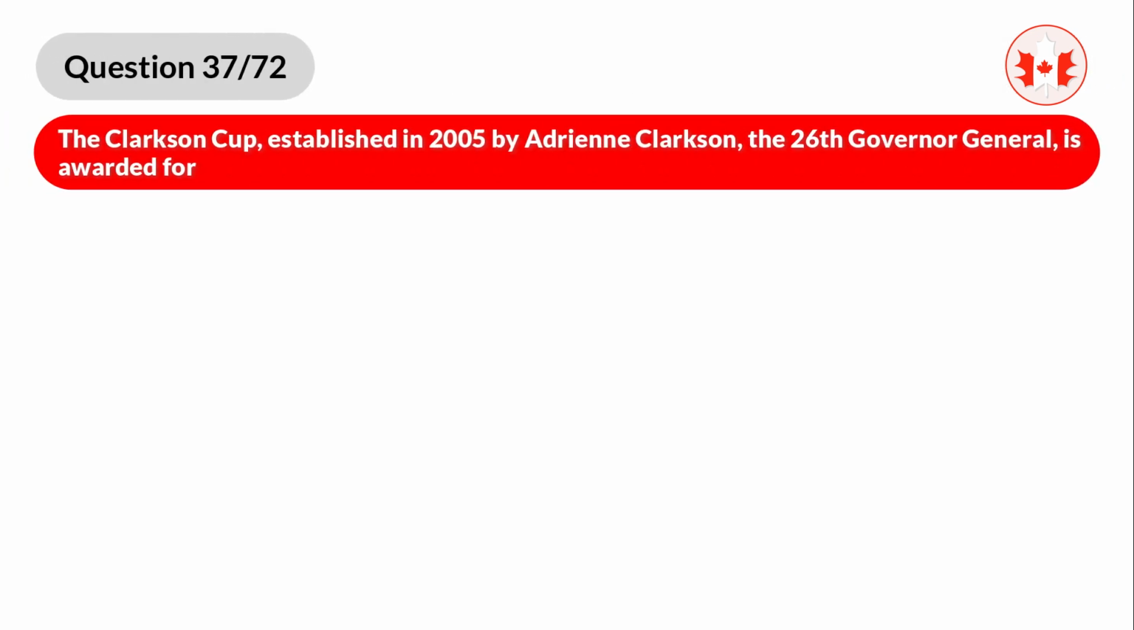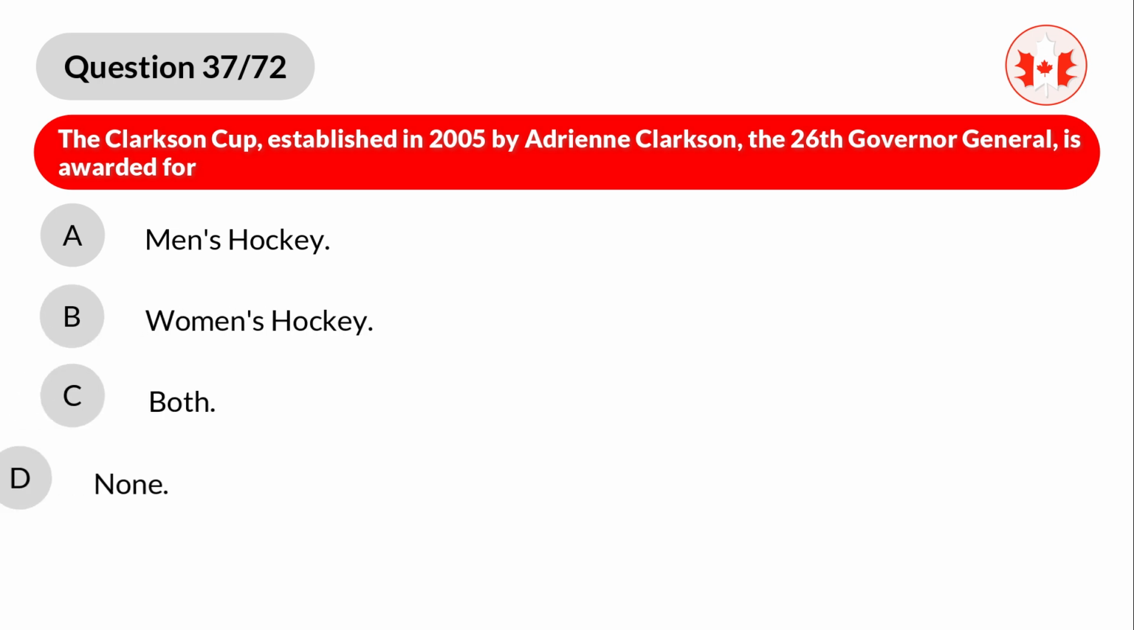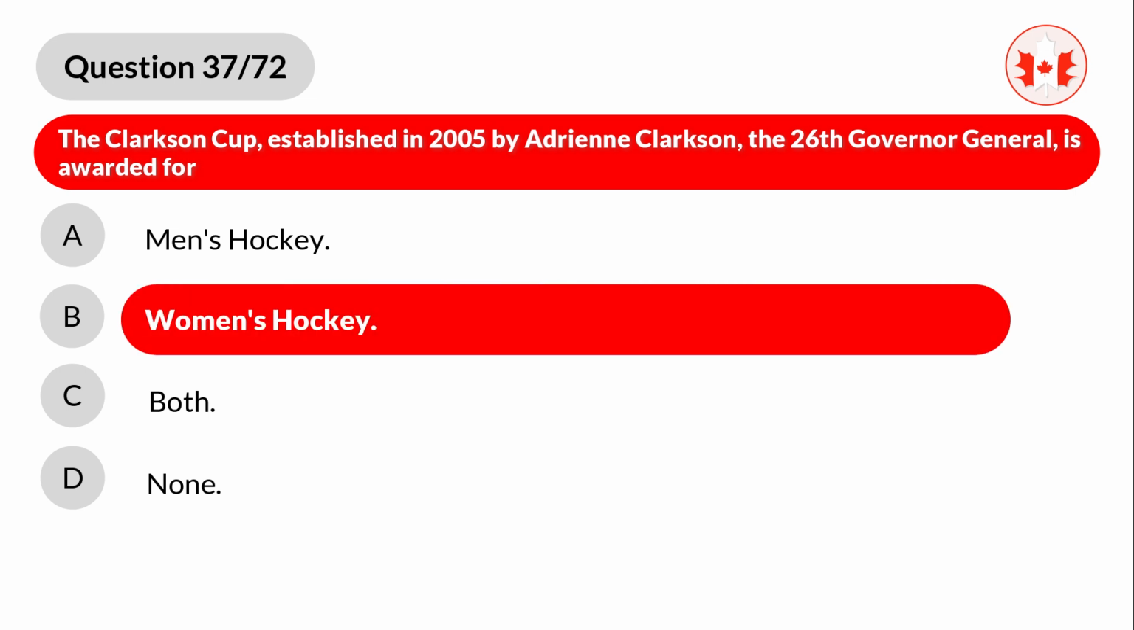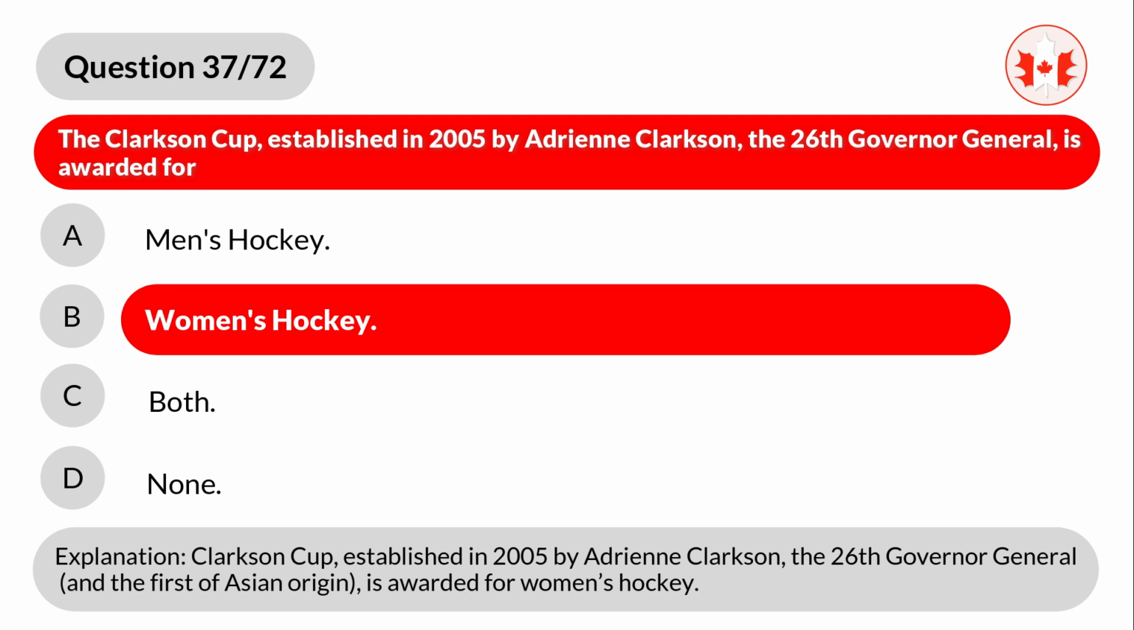Question 37. The Clarkson Cup, established in 2005 by Adrian Clarkson, the 26th Governor-General, is awarded for A. Men's hockey. B. Women's hockey. C. Both. D. None. The correct answer is B. Women's hockey. Explanation: Clarkson Cup, established in 2005 by Adrian Clarkson, the 26th Governor-General, and the first of Asian origin, is awarded for women's hockey.